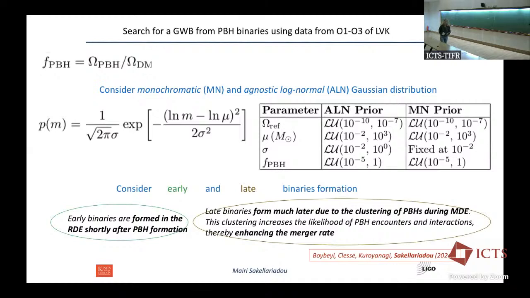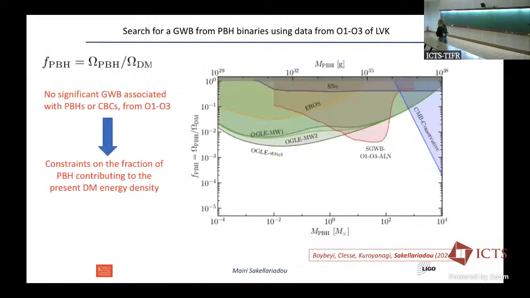We consider 2 cases, the early and the late binary formation. Early ones are the ones where these binary primordial black holes were formed in the radiation-dominated era. Late are the ones which are formed much later during the clustering of black holes in the matter-dominated era. The early ones are the ones which win. And here are the constraints which we have found. These are the current constraints which we have found by using O1 to O3 data.